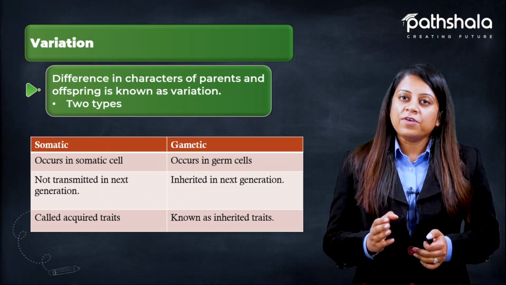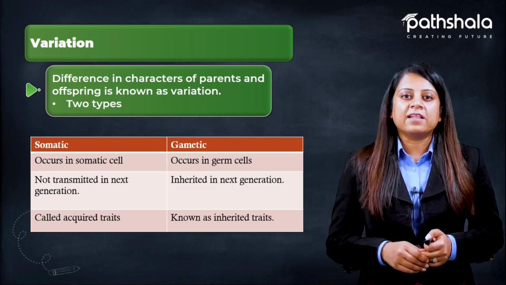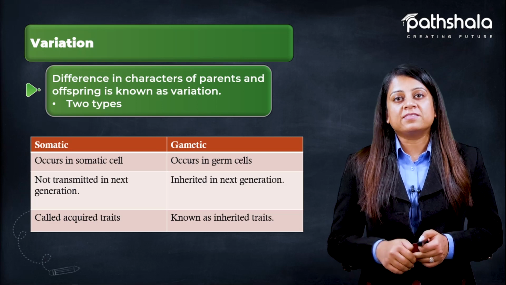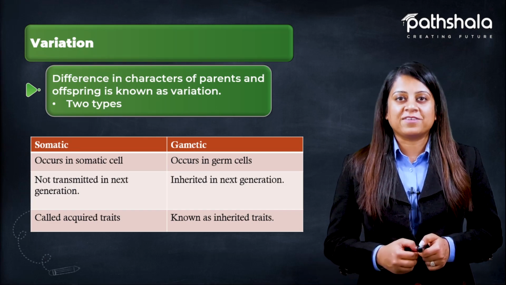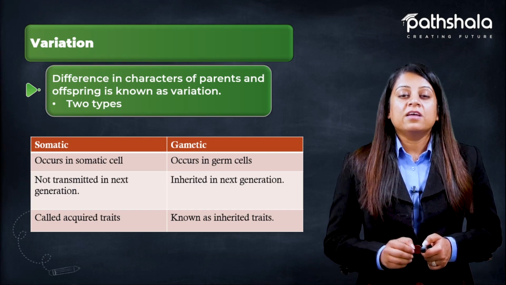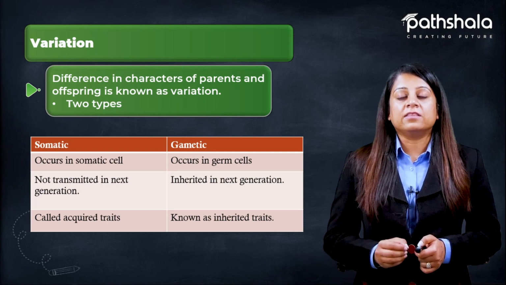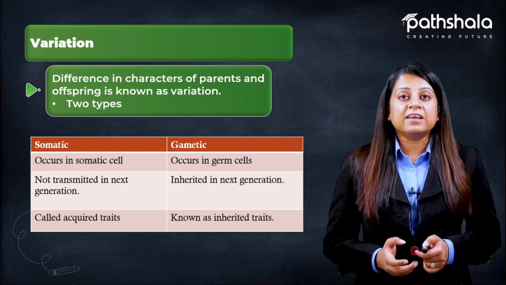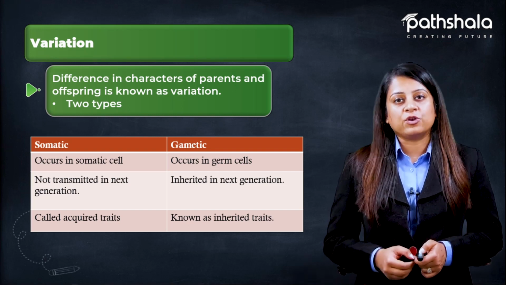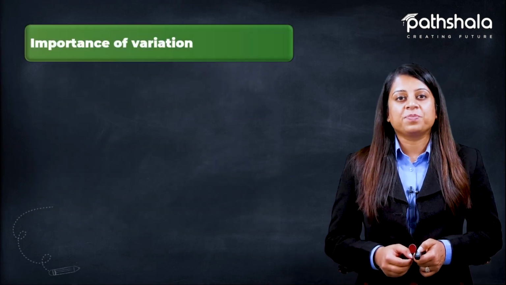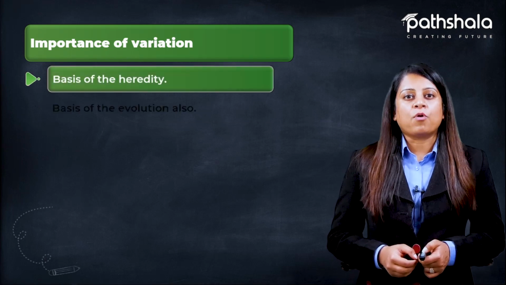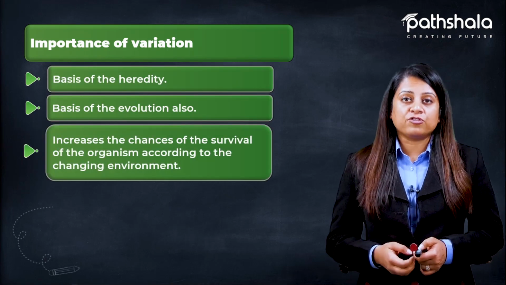acquired traits. Whereas talking about gametic cells, they occur in germ cells that are basically the reproductive cells, the gametes. Where these things are inherited into the next generation, and the traits which are inherited into the next generations are known as inherited traits. Now let us study about the importance of variation, that why variation is important.